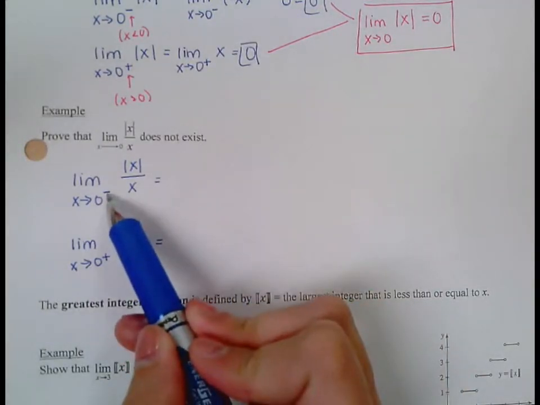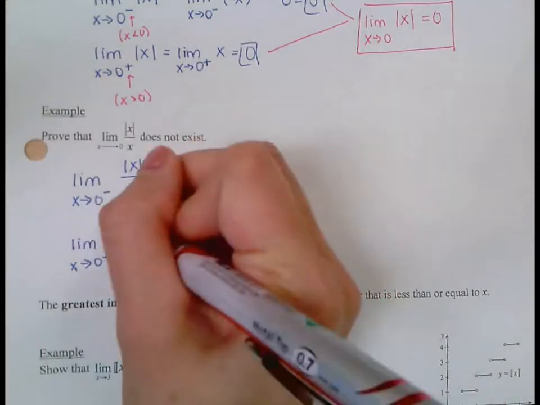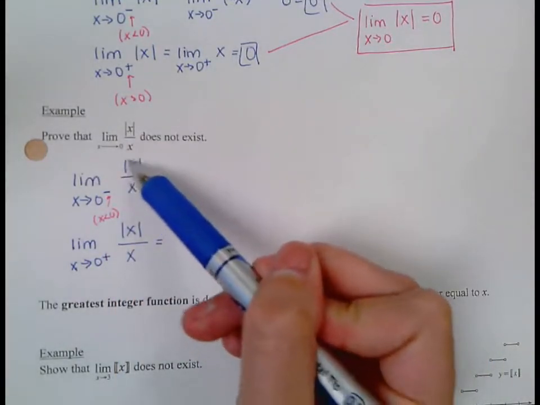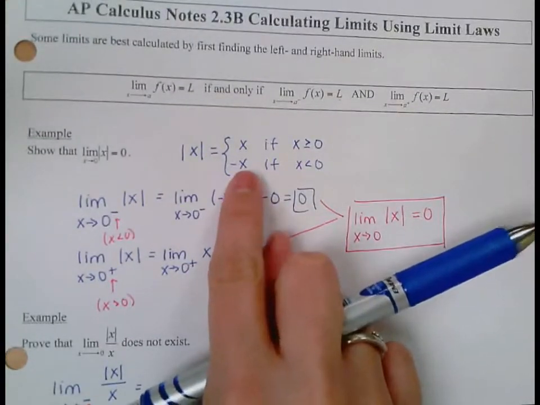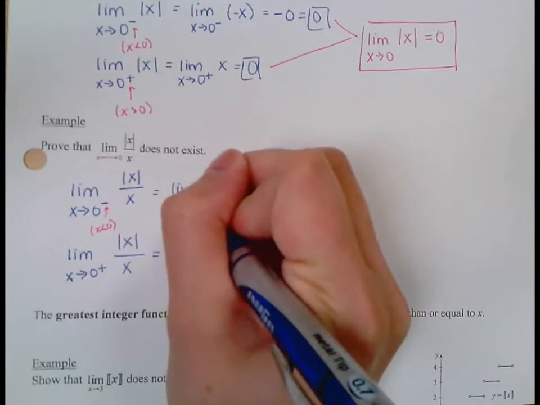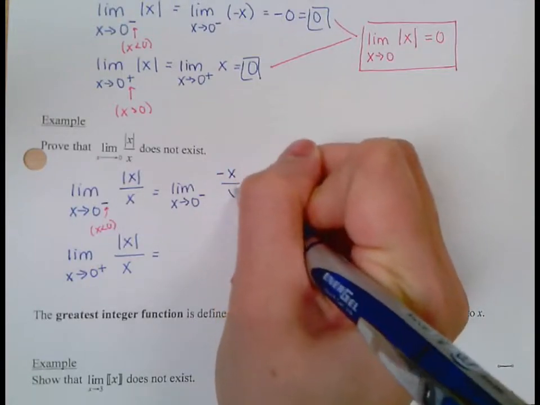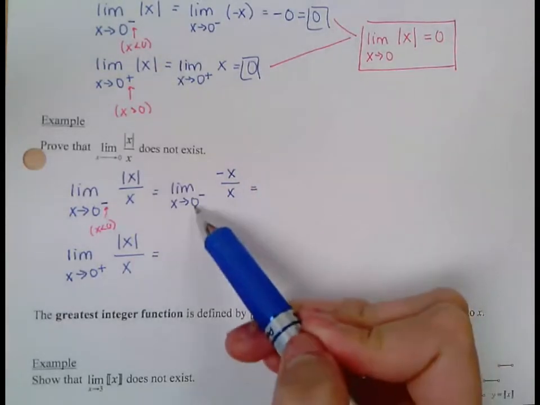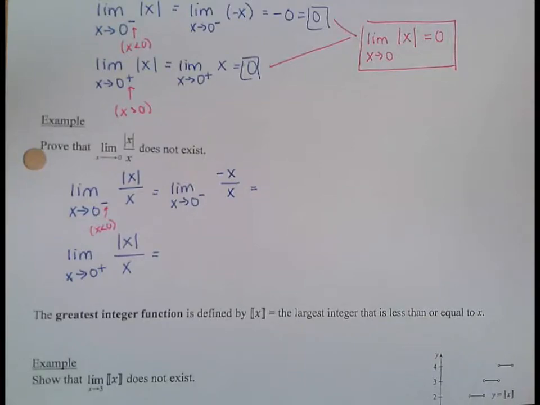So again, from the left, this is using values of x that are less than 0, which again, my expression then for the absolute value of x is negative x. So I can rewrite this expression as the limit as x approaches 0 from the left of negative x over x. And I don't just want to substitute in 0 right away, because then I'm going to have negative 0 over 0. That's not helpful. That's indeterminate.